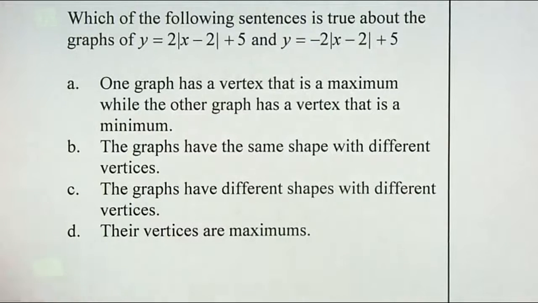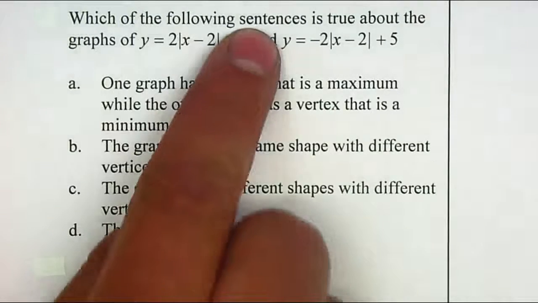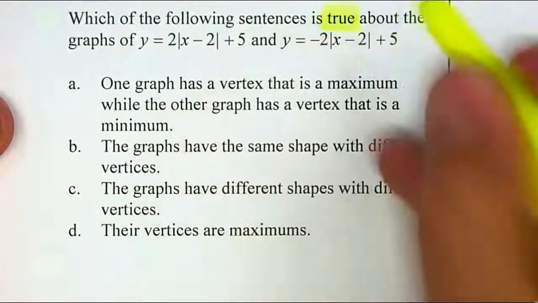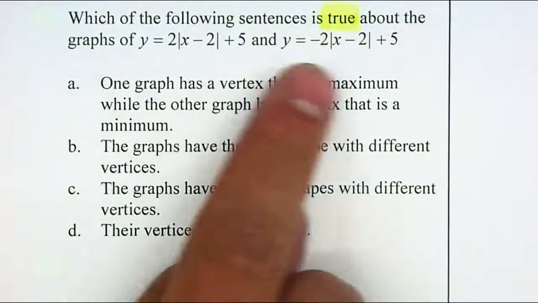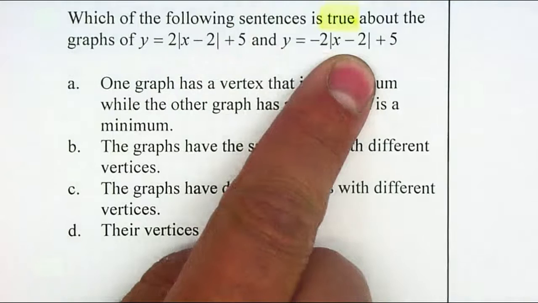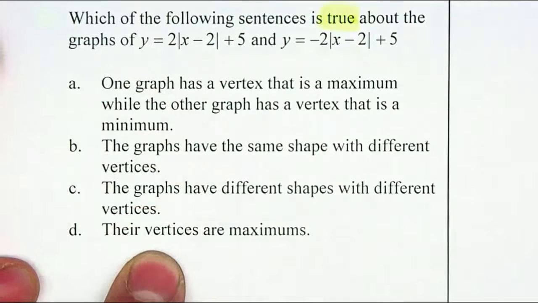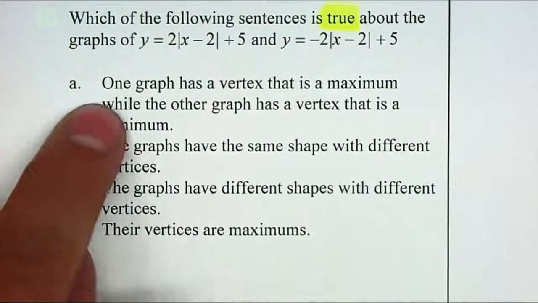On the following problem, it says, which of the following sentences is true? So we're looking for a true statement about the following graphs. And they give you two absolute value functions. Now, we need to be able to analyze each of the statements and decide which one is correct. So let's go to the first one.